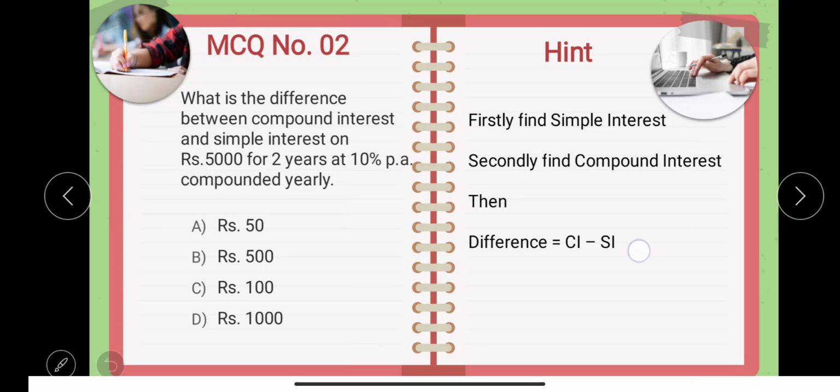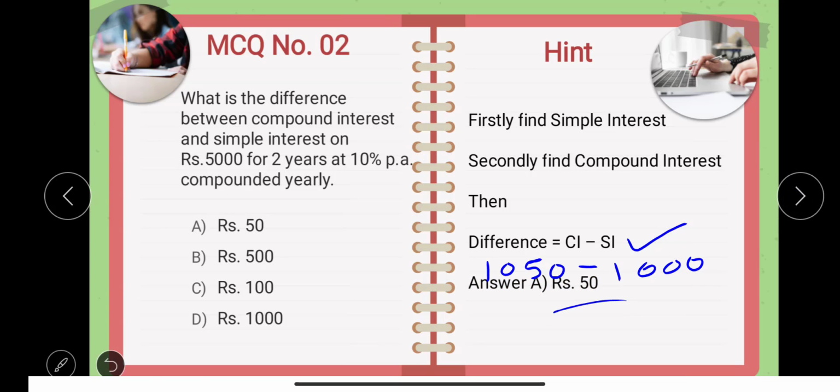Now you have to calculate the difference. So compound interest minus simple interest. Compound interest is rupees 1050 and simple interest is rupees 1000. So the difference between compound interest and simple interest will be rupees 50. So in this way you can solve this example. The correct answer will be rupees 50. Option A is the correct answer. There is a possibility that an example or MCQ question on it may be asked in the examination.